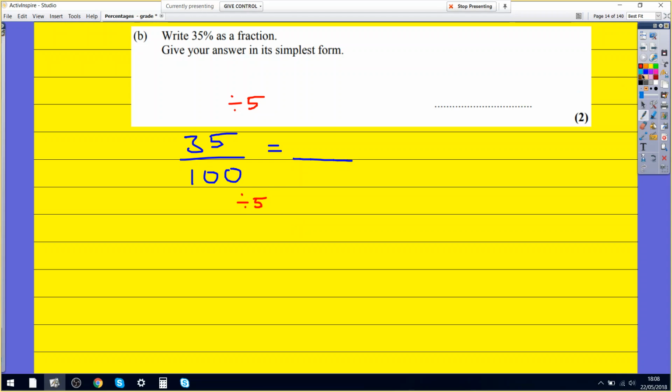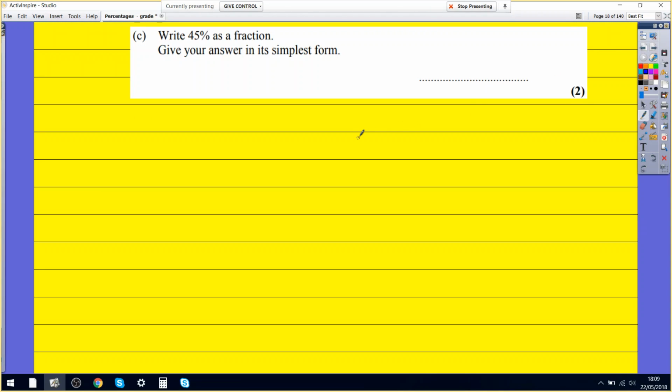What was that? 7. Yeah. Oh, would that be 7 over 10? No, 7. 7 out of 50. How many 5s in 100? 20. Yeah. And so it's 7 over 20. Any questions there? No.